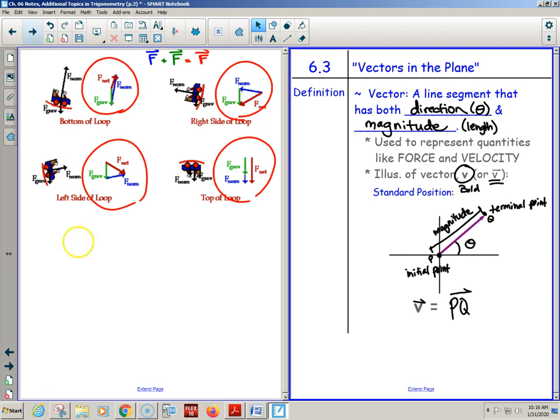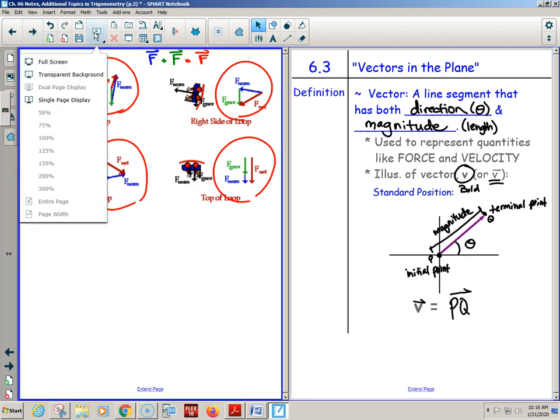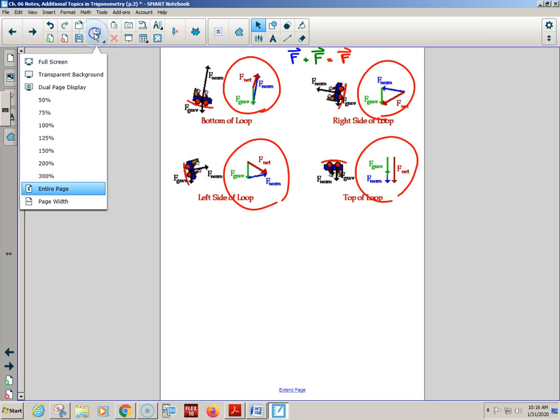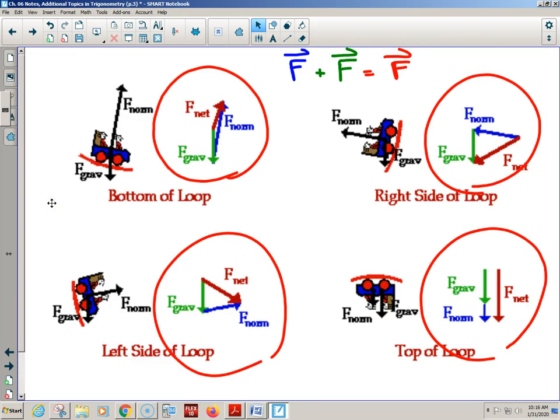If I was to zoom in on these kids in a roller coaster, we zoom, zoom, zoom. And if I was to tell you that this blue one, for every single one, is the normal force. Normal in physics, I could say in math too, because technically math is the language, just means perpendicular. It's the force that's working perpendicular to the track that you're on.